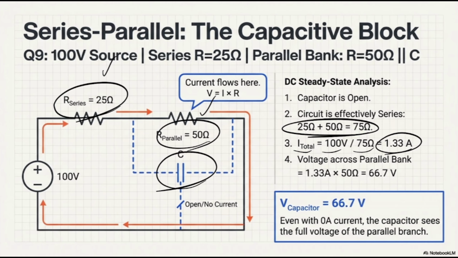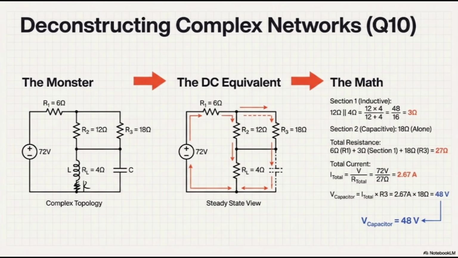If you would like to find the amount of voltage that your capacitor is going to have at the end, you have to find the voltage of the resistor itself. Obviously, those are in parallel, so that completely makes sense. So the voltage of your capacitor is going to be the voltage of the resistor, 50 multiplied by 1.33, so you have 66.7 volts. Simple as that.